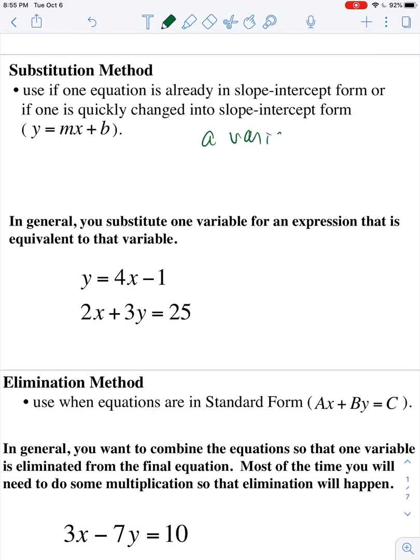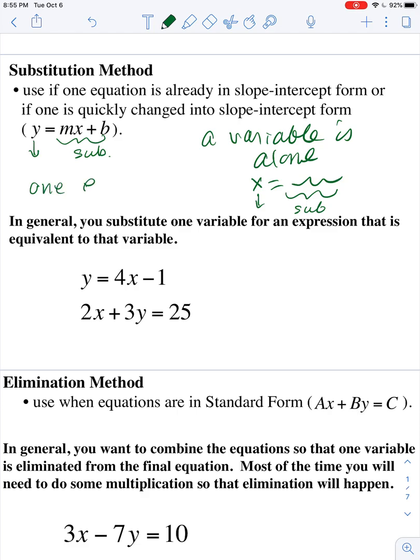So if you have a variable alone, ideally something like y equals mx plus b, but sometimes you have x equals something, it doesn't really matter. As long as one of the variables is alone, you can replace x with whatever it equals because that's its substitute. Here I could replace y with whatever mx plus b is because that's its substitute.